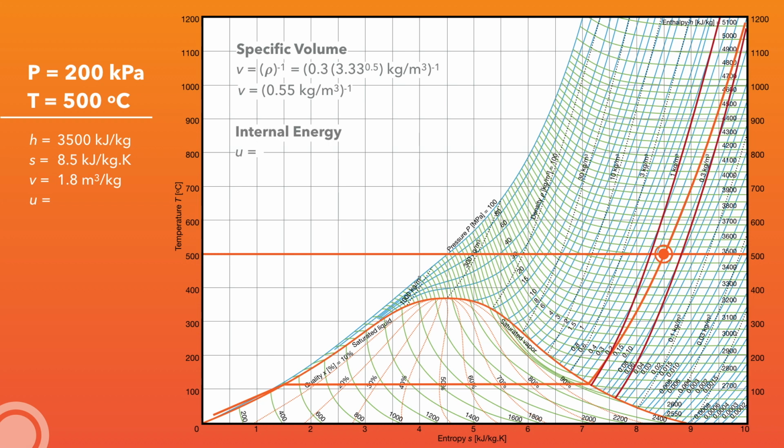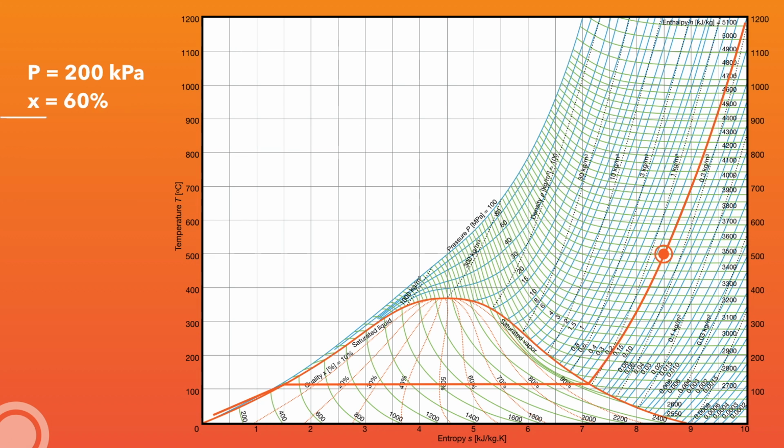Internal energy is not plotted on the TS chart, but we know that the internal energy U is a function of enthalpy, pressure, and specific volume. So we plug those values in and arrive at our internal energy of the state. At this point, we have retrieved all the properties required for the superheated state. Next, let us use water at 200 kilopascals but cool the water to partially condense it to get a mixture quality of 60%. Again, there are state properties that are easy to read off.